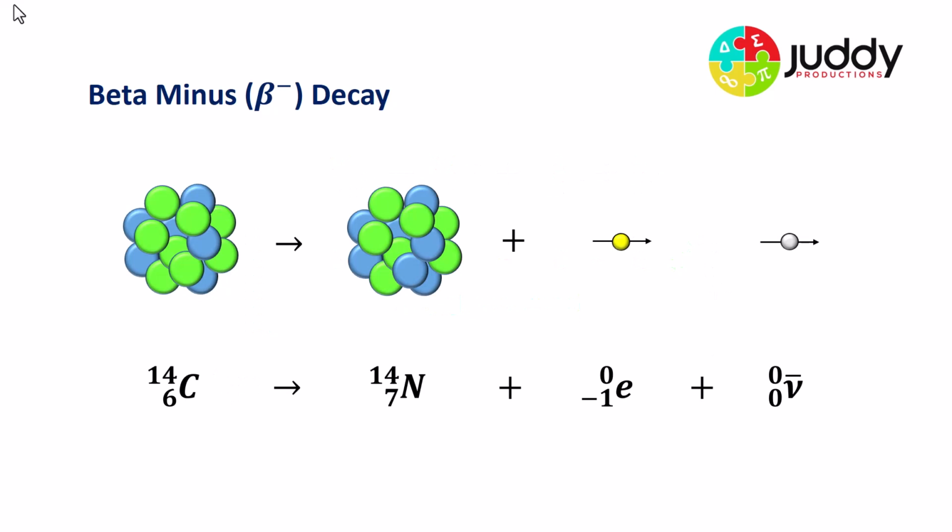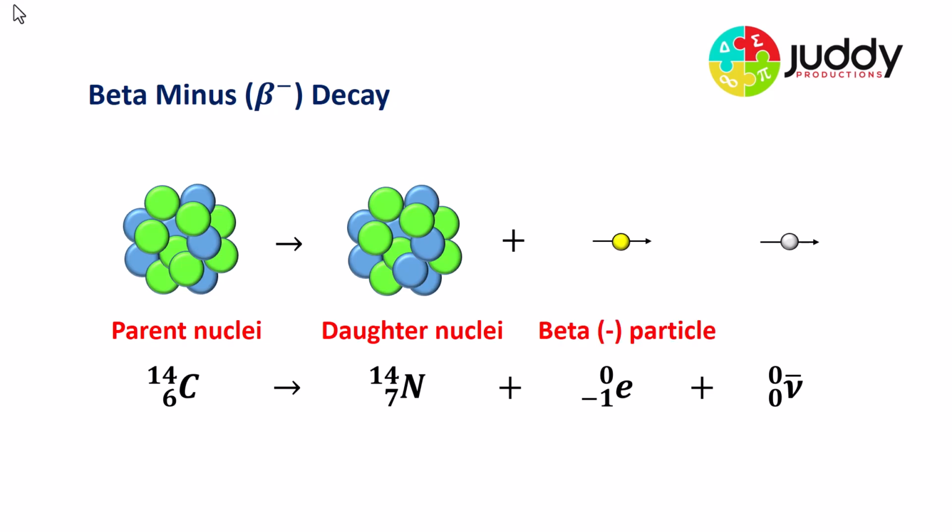Here's the big picture. We start with carbon-14, which undergoes a beta minus decay to form nitrogen-14. It ejects a high-speed electron, and it also produces an antineutrino. The carbon-14 is described as a parent nucleus. It's the first generation. The nitrogen-14 is described as the daughter nucleus. We then have a beta minus particle, and we have an antineutrino.